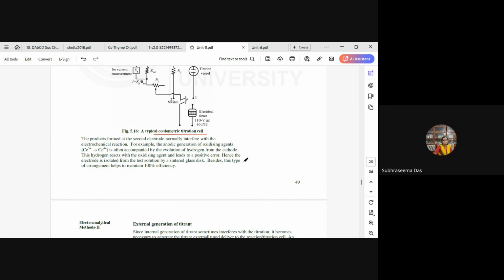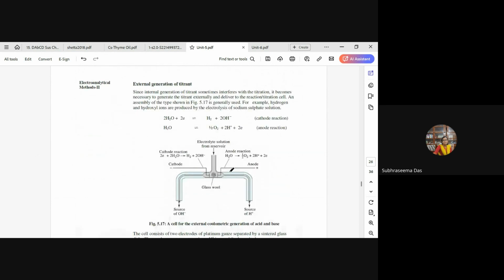For example, the anodic generation of oxidizing agents is mostly accompanied by the evolution of hydrogen. Now this hydrogen reacts with the oxidizing agent and leads to a positive error. Hence the electrode is isolated from the test solution by a sintered glass. Then, the external generation of titrant. Since internal generation of titrant sometimes interferes with the solution, it becomes necessary to generate the titrant externally.